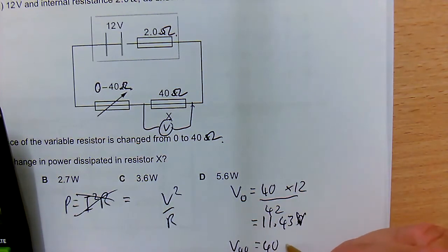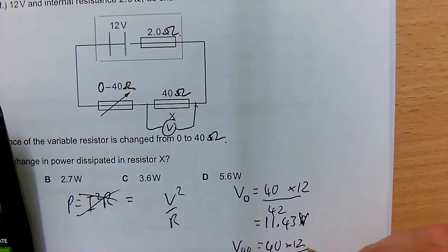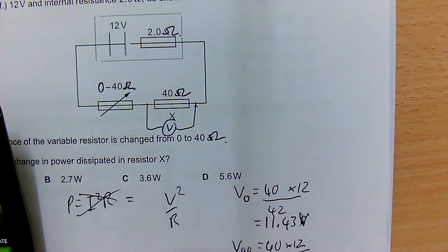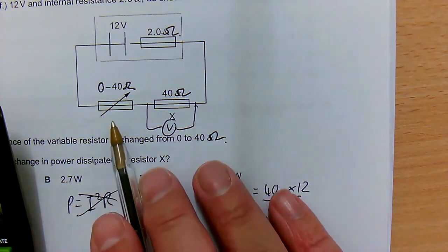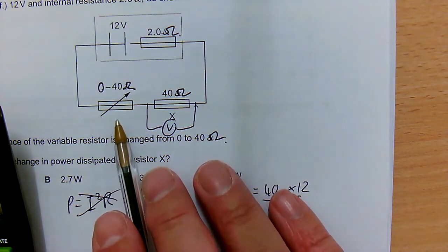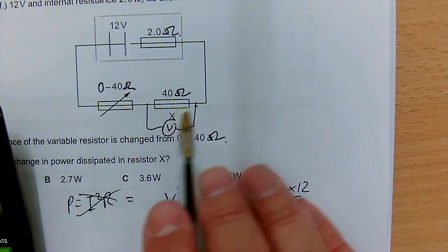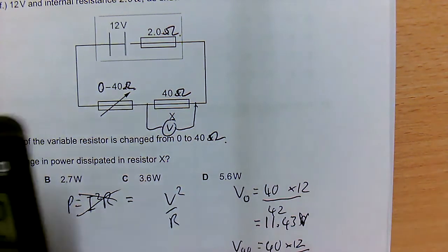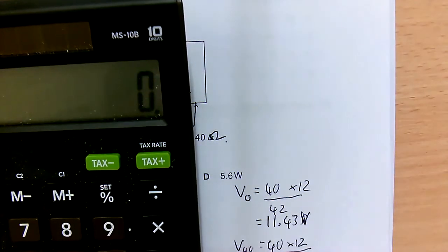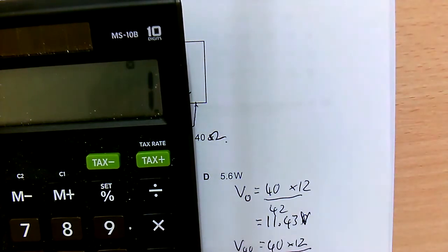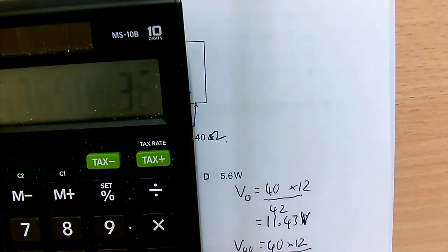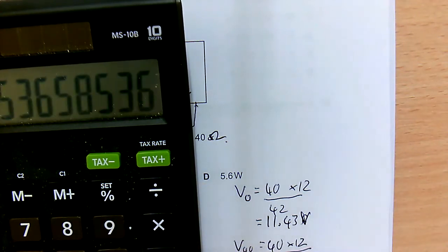And we know V at 40 is going to be a bit different because here it's going to be still 40 times 12 divided by, well, we know that's going to be 40, so that'll be 80, 82. So it would be just under half of that. Equals 5.85 volts.